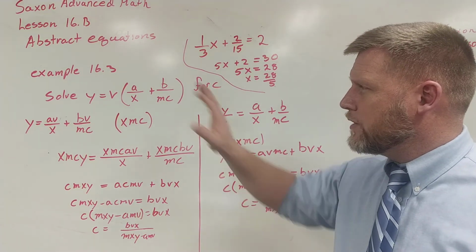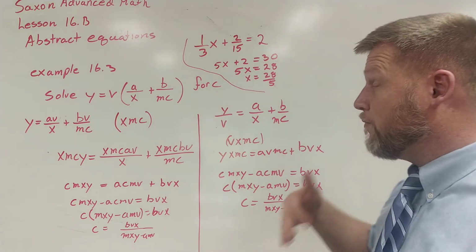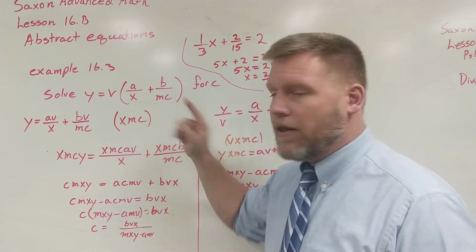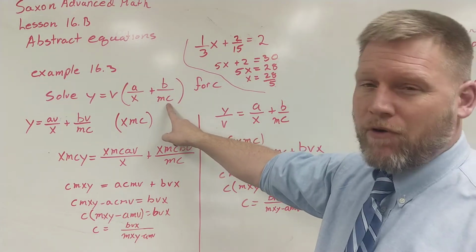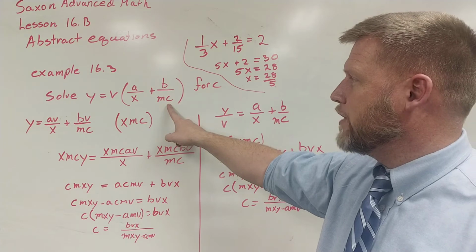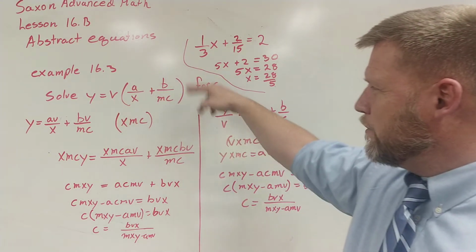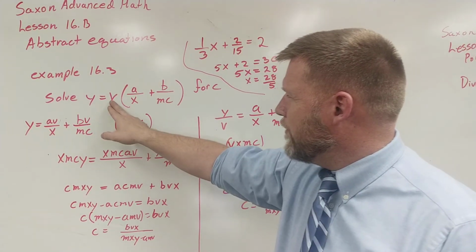Let's work with that idea on 16.3, and we're going to be solving for the abstract, which is we're solving for c. Now c is in like the hardest spot to get by itself. Right here it is, way in the denominator, far right, and I want my answer to say c equals. But I have y equals v times a over x plus b over mc. The first thing that they did is they went ahead and multiplied everything by v.